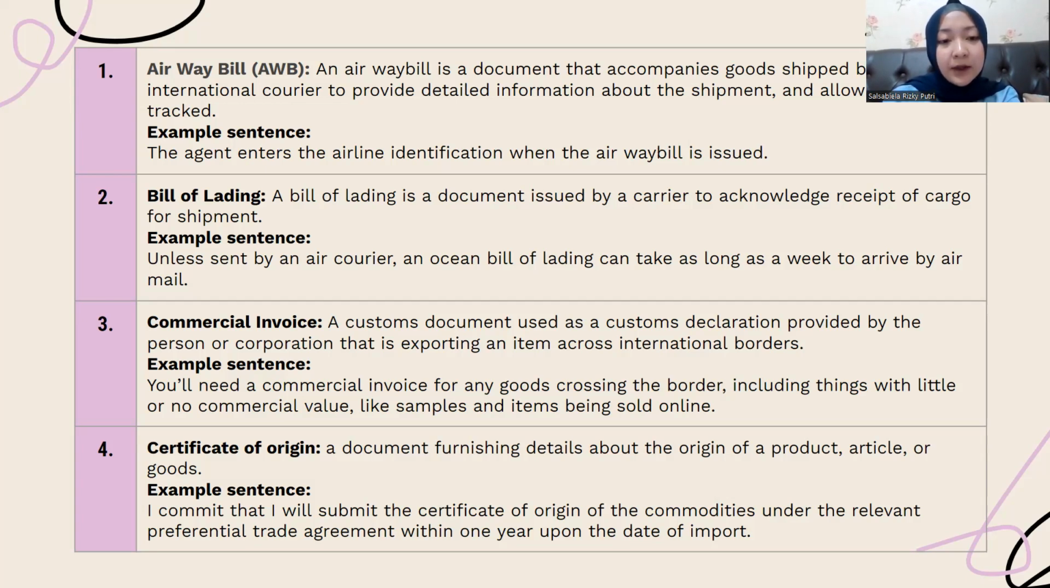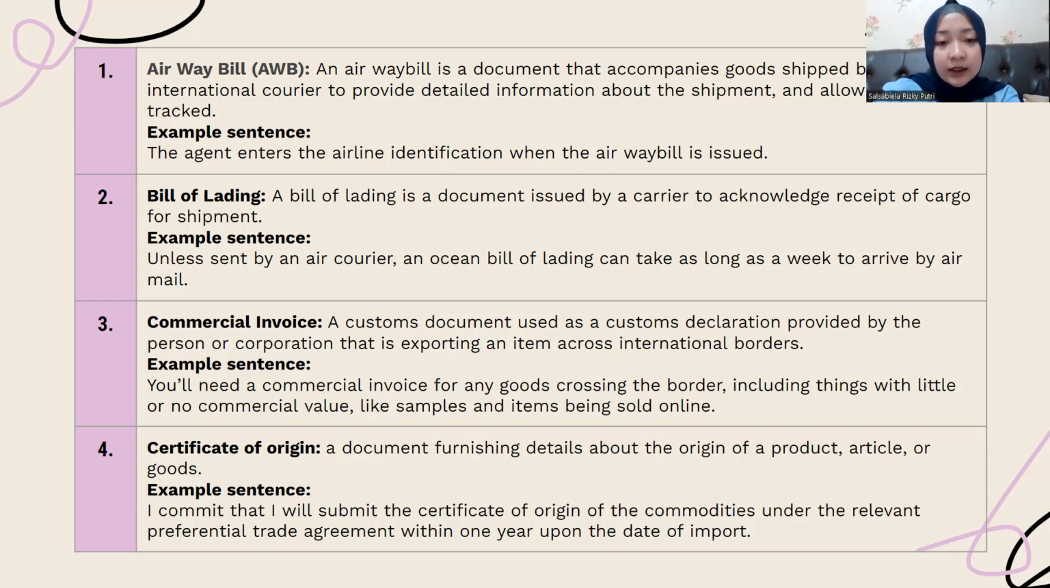Second, bill of lading. A bill of lading is a document issued by a carrier to acknowledge receipt of cargo for shipment. And the example sentence is, unless sent by an air courier, an ocean bill of lading can take as long as a week to arrive by air mail.